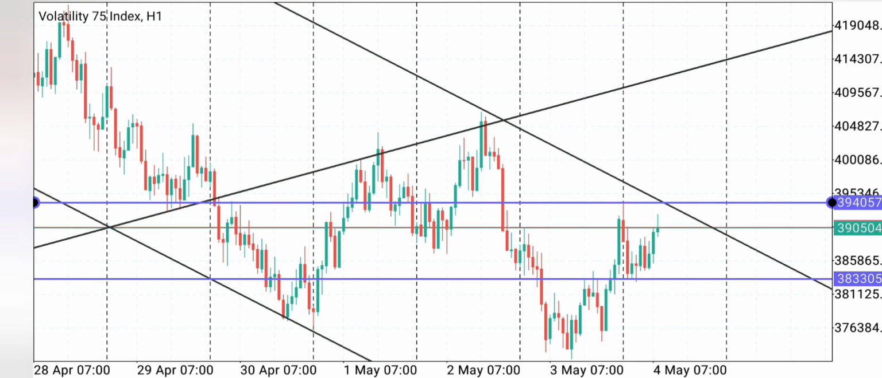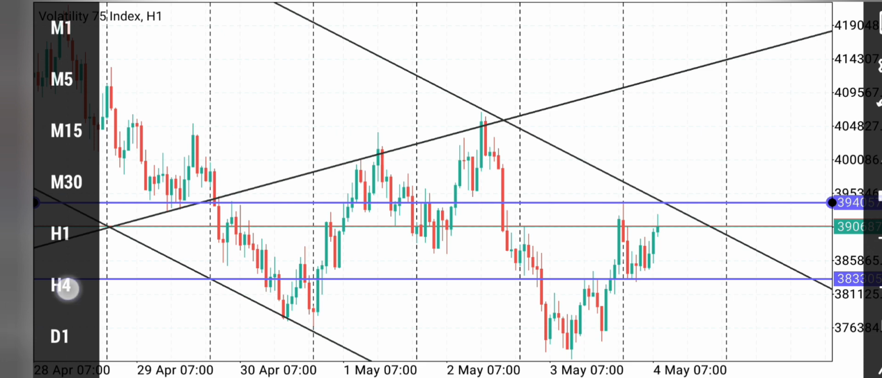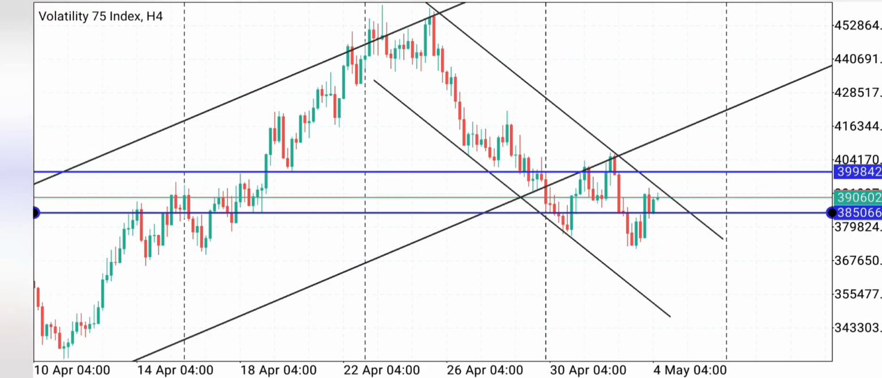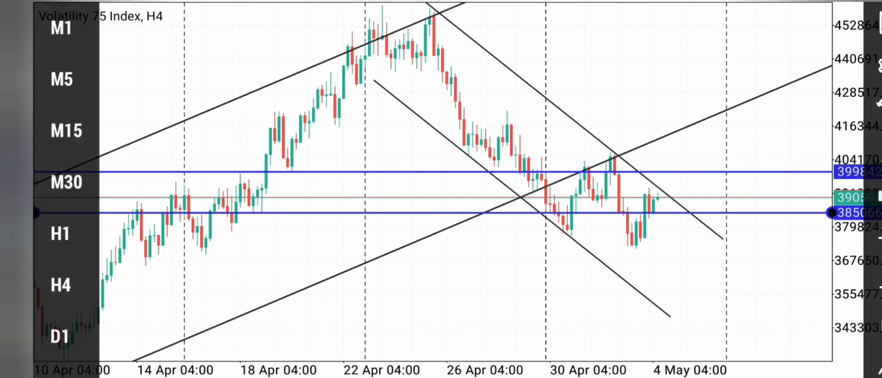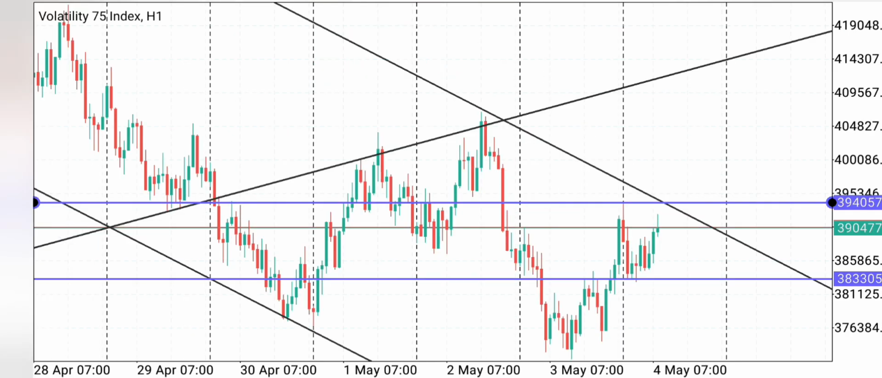Don't forget that I told you the 4 hour has already shown me that I should be looking for sell entries. That's from the 4 hour. So I came to the 1 hour, I marked the high and the low. I'm just waiting. There's already a trend line here, as you can see. So I'm waiting for this to come and touch here and give me a possible double top. If I get a possible double top, I'll be selling.